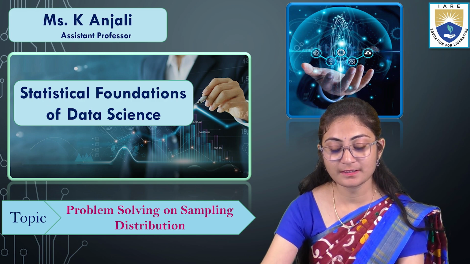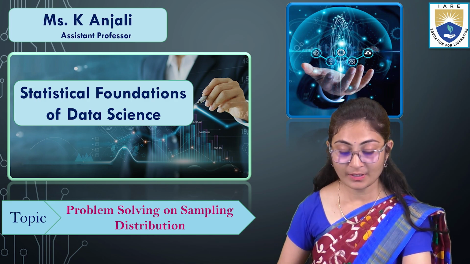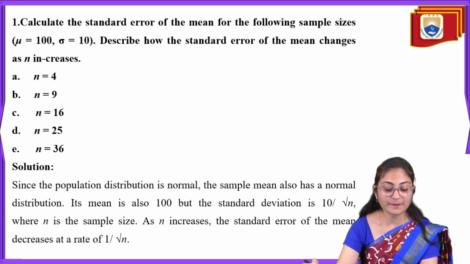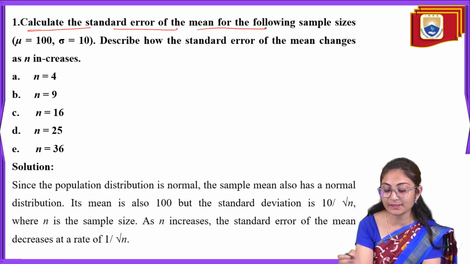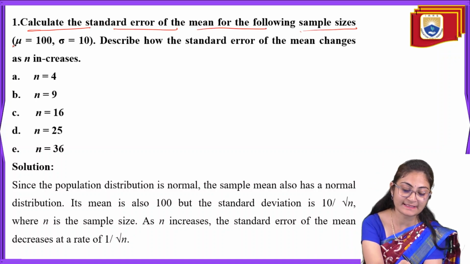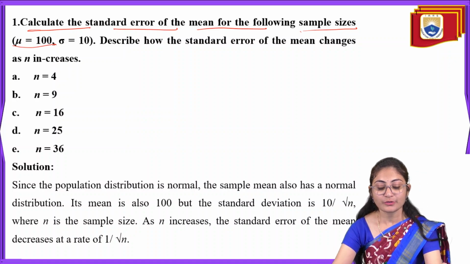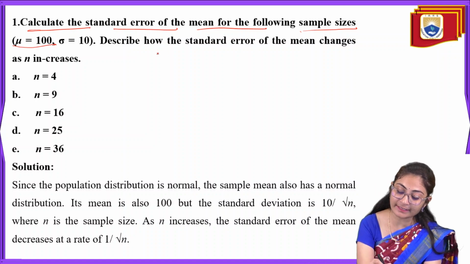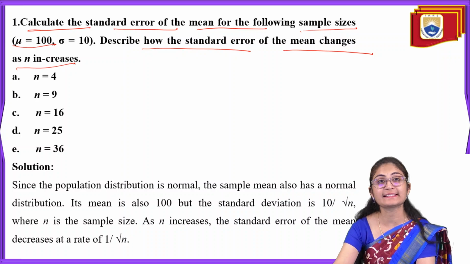Today our topic is problem solving on sampling distribution. First one is: calculate the standard error of the mean for the following sample sizes, where mu is equal to 100 and sigma is equal to 10. Describe how the standard error of the mean changes as n increases.